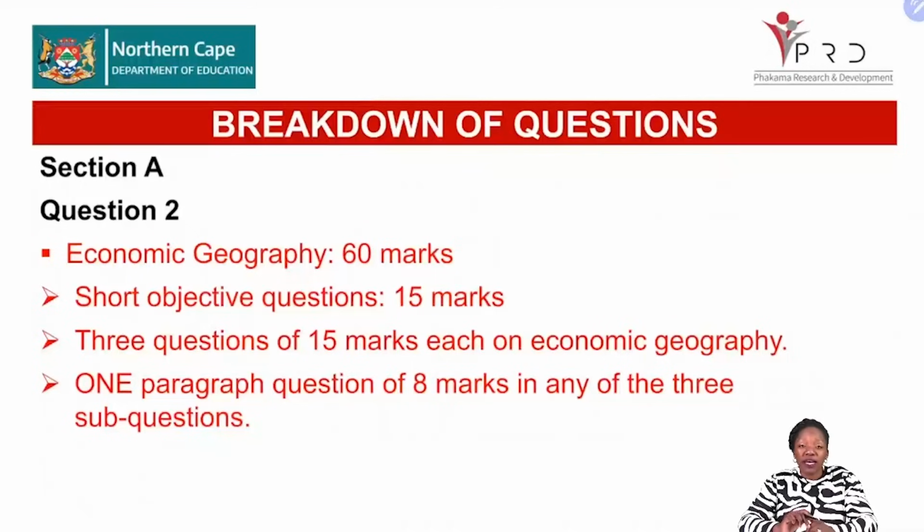Your short objective, again, they will come as figure 2.1 and figure 2.2. The format is still the same. It might be a multiple choice or a column A or column B, or where you're supposed to choose from the brackets. But all in all, they are 15 short objective questions. If 2.1 has 8 questions, it means your 2.2 will have 7 questions. Then you move to the short, medium, as well as your long questions. That is your figure 2.3, 2.4, as well as your 2.5. Amongst these 3 figures, again, you will have one with a paragraph question.